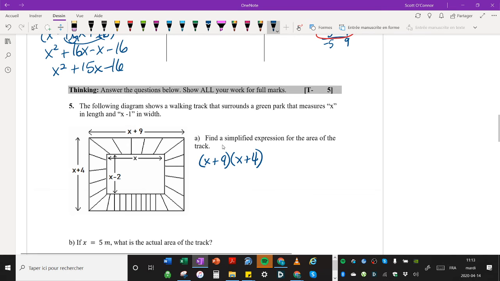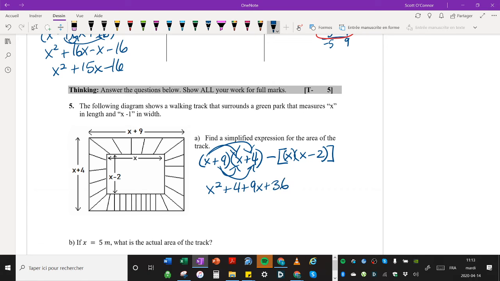And so that's the area of the larger rectangle, and I need to subtract from it the area of the smaller rectangle. I'm going to put it in brackets here because I'm going to expand or simplify it first in the brackets, and then subtract it afterwards, and you'll see why that's important in a moment. So here we have a length of x times x, times the width, which is x minus 2. All right, so now I'm going to apply FOIL, and I get x squared plus 4x plus 9x plus 36.